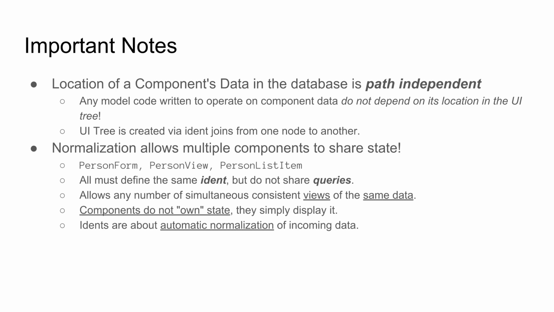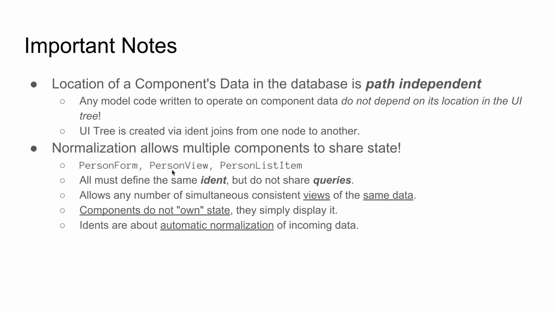And that's extremely important because you want to be able to refactor your UI. You want to be able to move things around and have the model code not break. And so that largely fixes that. And then the UI tree or any other subgraph from this database is just created by following these joins. So normalization allows for multiple components to share state in an immutable database.